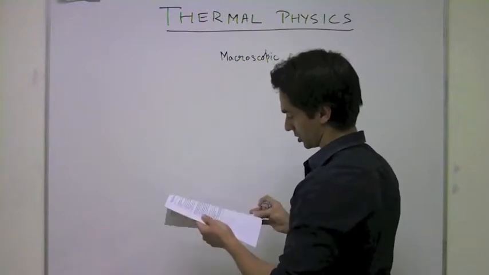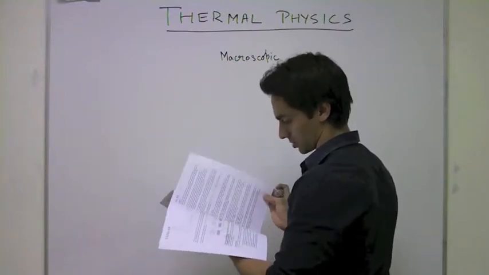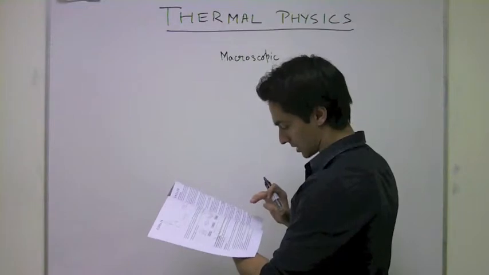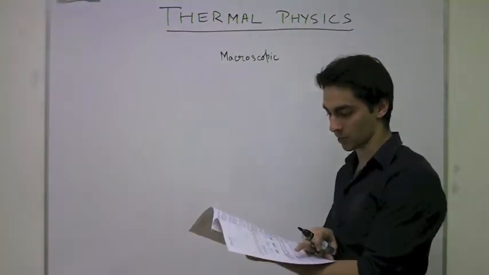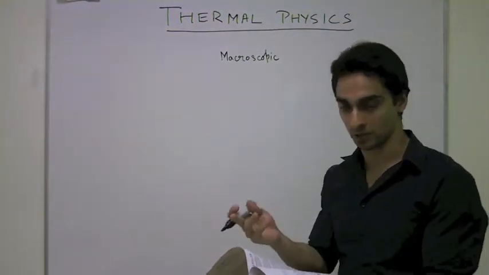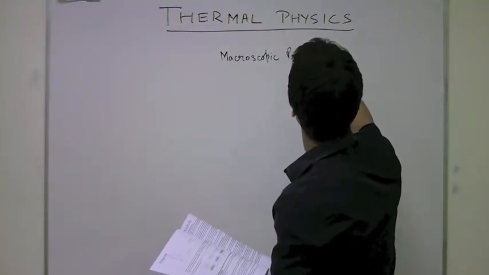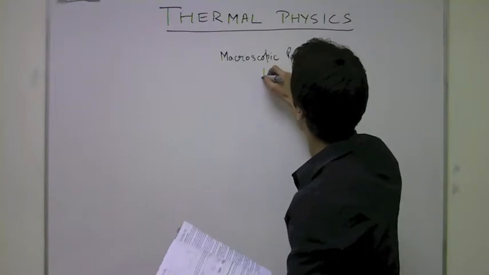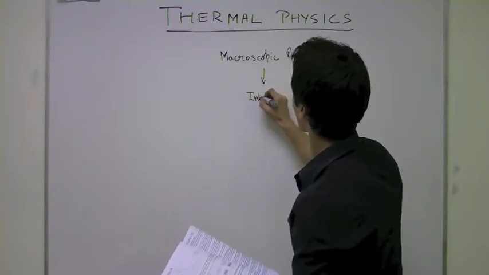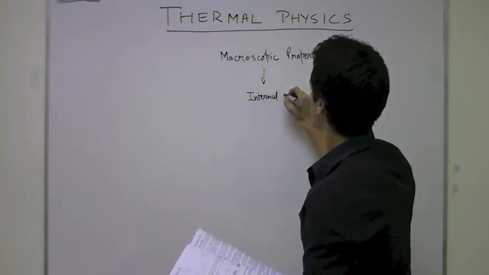Turn to page 4, which tells you that a macroscopic property is one that can be observed. So, macroscopic properties. Firstly, you have internal energy. Okay, what is internal energy?